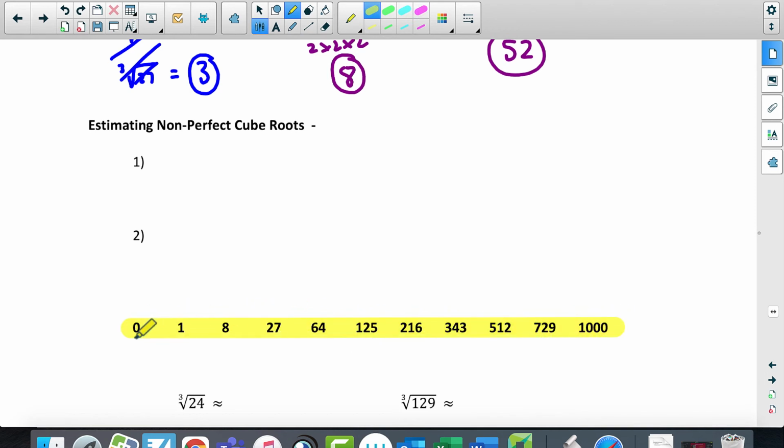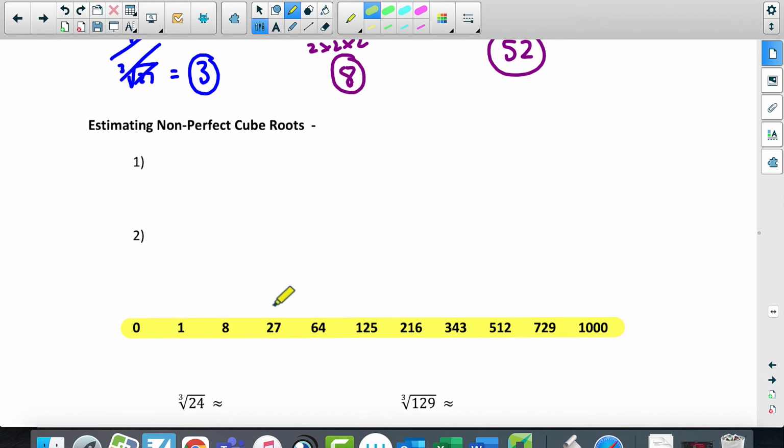How come? Because 0 times 0 times 0 is 0. 1 times 1 times 1 is 1. 2 times 2 times 2, 8. 3 times 3 times 3, 27. 4 times 4 times 4, 5 times 5 times 5, 6 times 6 times 6, 7, 8, 9, all the way up to 10 times 10 times 10. Of course, it keeps going, but as you can see, they're getting big really fast. I usually say if you can remember up to this 216 number, you're probably pretty good.